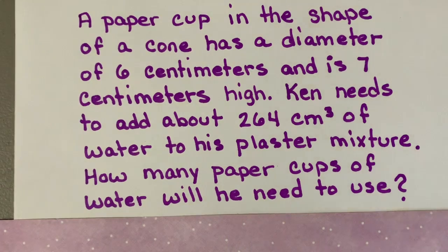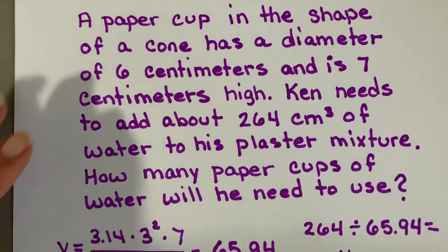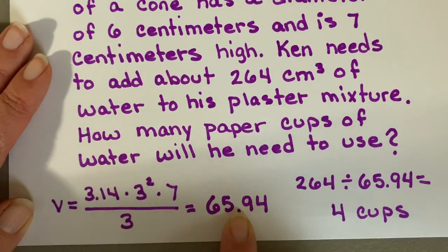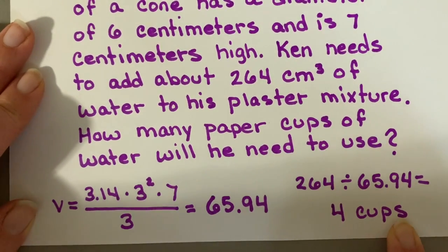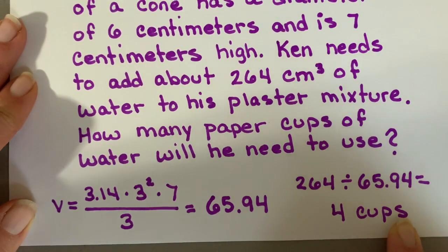Sometimes when they have water at a store for people, they'll have those little teeny paper cups that are disposable. So that's what I'm thinking of with this word problem. It says, a paper cup in the shape of a cone has a diameter of 6 centimeters and is 7 centimeters high. Ken needs to add about 264 centimeters cubed of water to his plaster mixture. How many paper cups of water will he need to use? And first on this one, we're going to find the volume of the cup, and then we need to divide to find that he's going to use approximately 4 cups of water for his plaster.